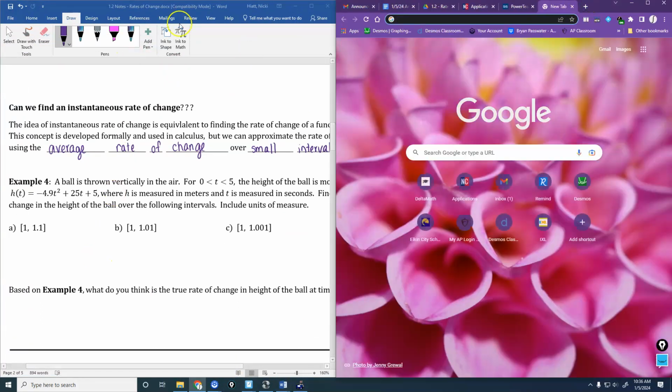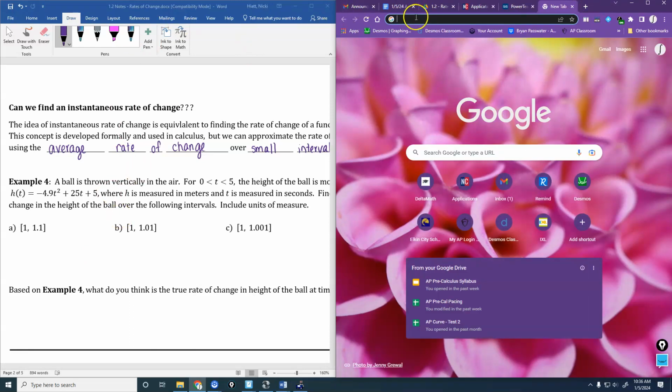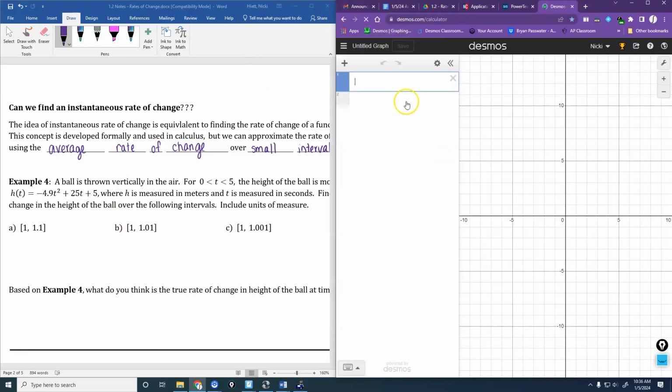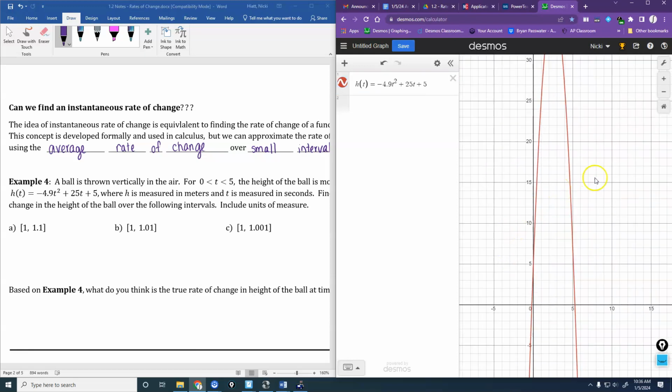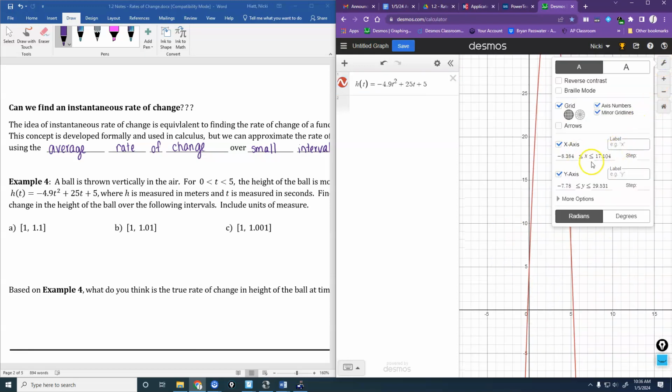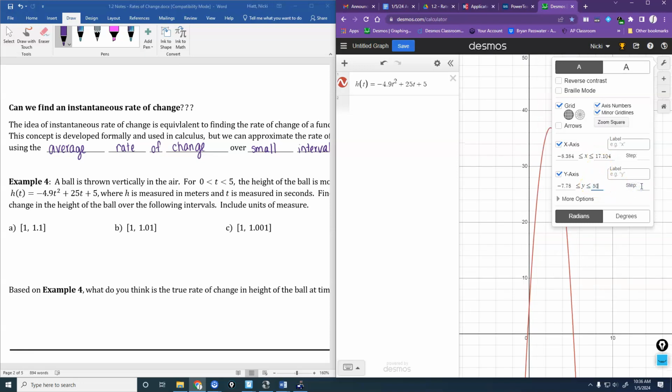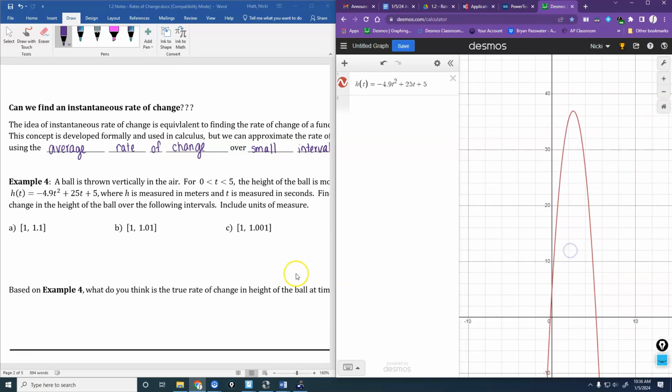I'm going to graph what we're about to look at right here. We are looking at this equation, h of t equals negative 4.9 t squared plus 25t plus 5. And, gosh, Desmos is so easy, isn't it? I'm going to make this 50. Okay, there's our beautiful graph of what's happening right here. And it looks like everything we're looking at here, we're looking at 1, right? All these intervals start at 1.